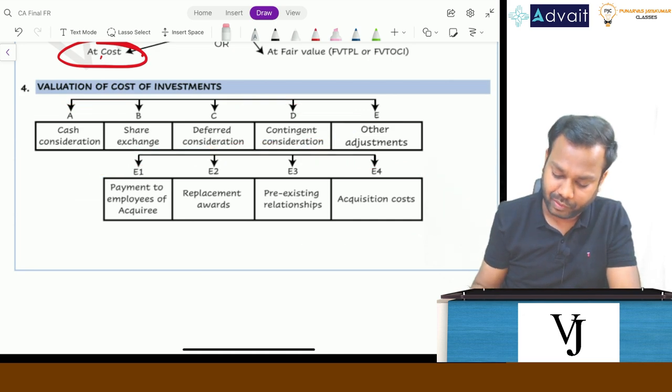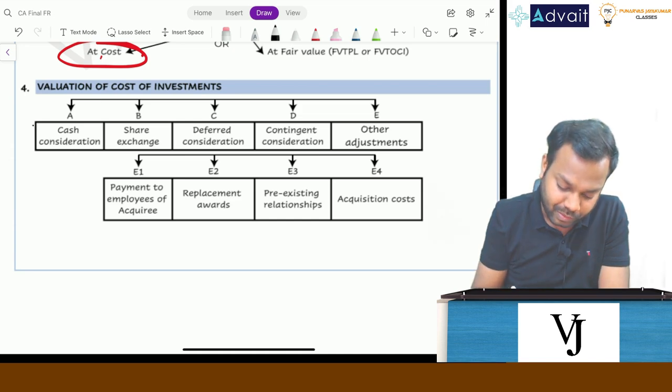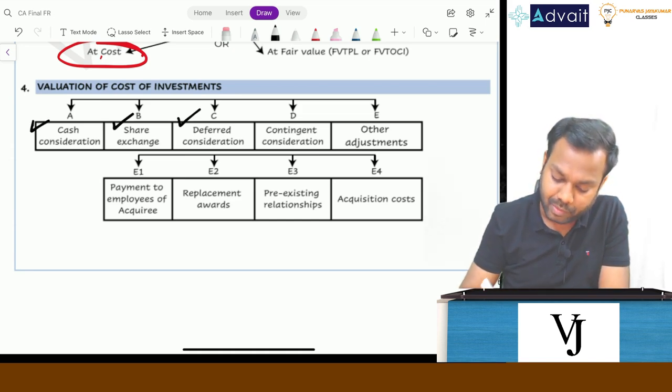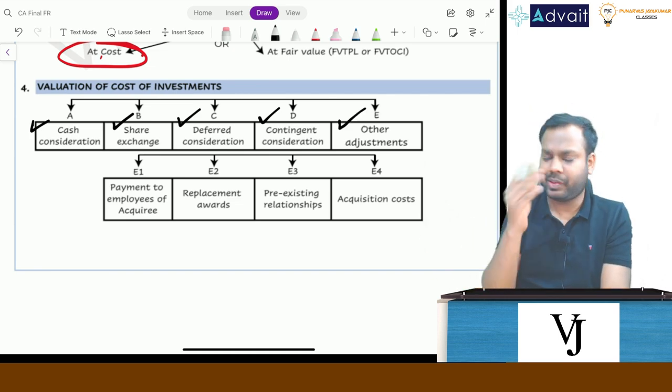Now let's discuss it. Cash consideration, okay? Consideration can be in the form of cash, can be in the form of share exchange, can be in the form of deferred consideration, can be in the form of contingent consideration, and there can be any other adjustments also, which we'll discuss definitely.